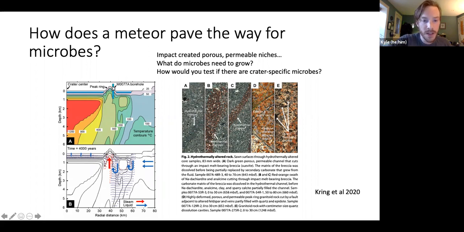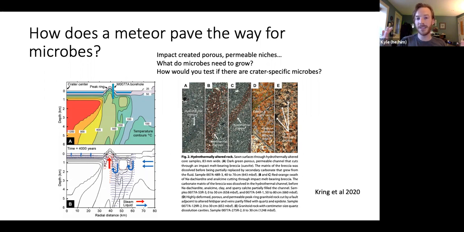And these authors drilled down into the sediment in what they call a borehole, and took a sample to look at what are the lasting effects of this impact on the minerals that exist beneath the surface. So what they found in these samples of rocks from beneath the peak ring are more porous and permeable niches. And so this piqued their interest.